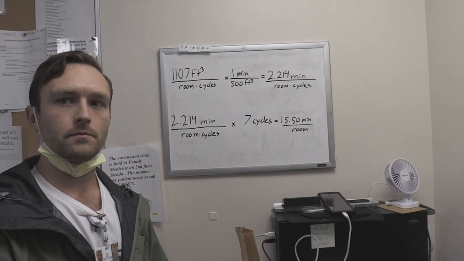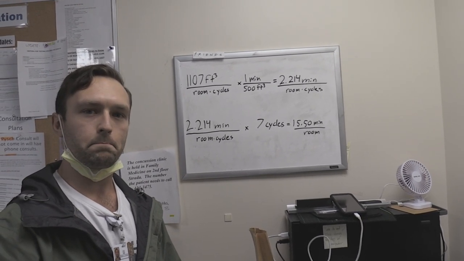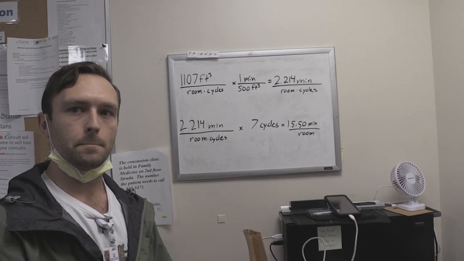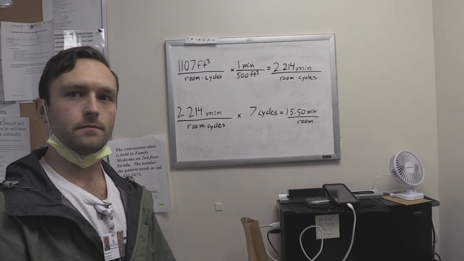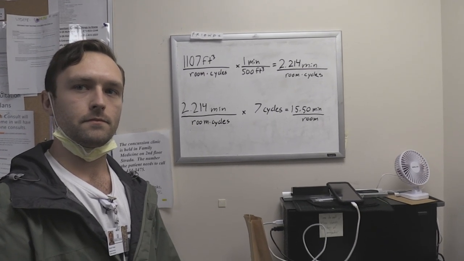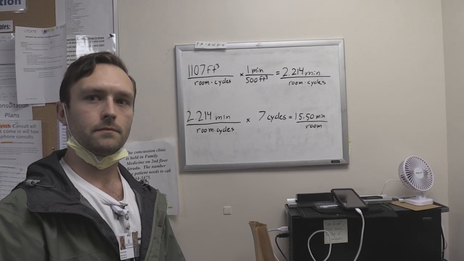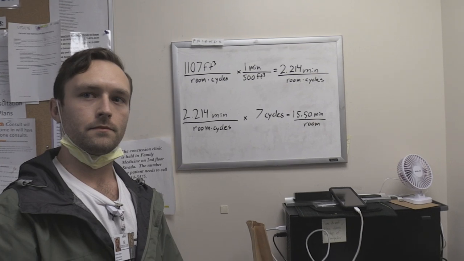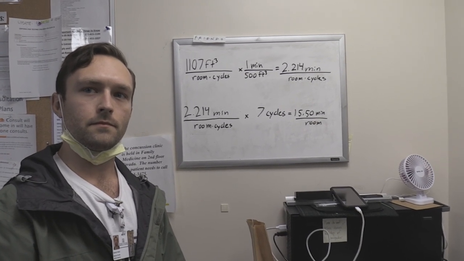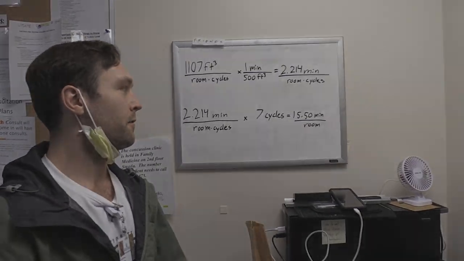I think that 7 cycles came from something we selected. I think our infectious disease doc said that for TB and for chicken pox, you need about 6 air exchanges to clear the air adequately. So he said he thought for the SARS-CoV-2 virus that 6 or 7 cycles would be just fine. So that's why we selected that number. Okay. Very good. And we can get that in 15 and a half minutes.